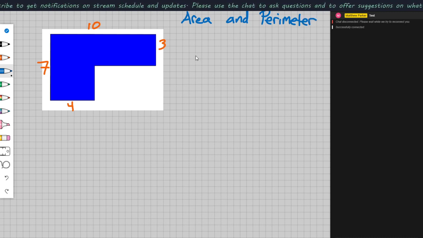Okay, it's back. Sorry about that, y'all. All right. So to find the area, we're gonna use the addition method, or we can use the subtraction method. In this case, we can use that.